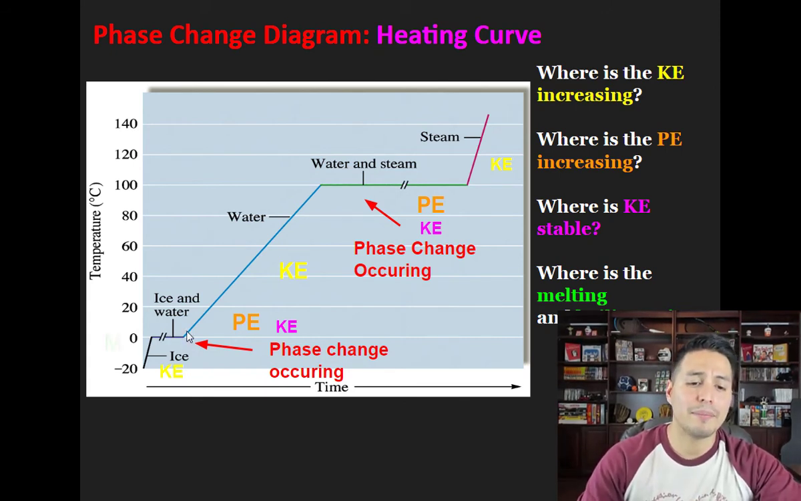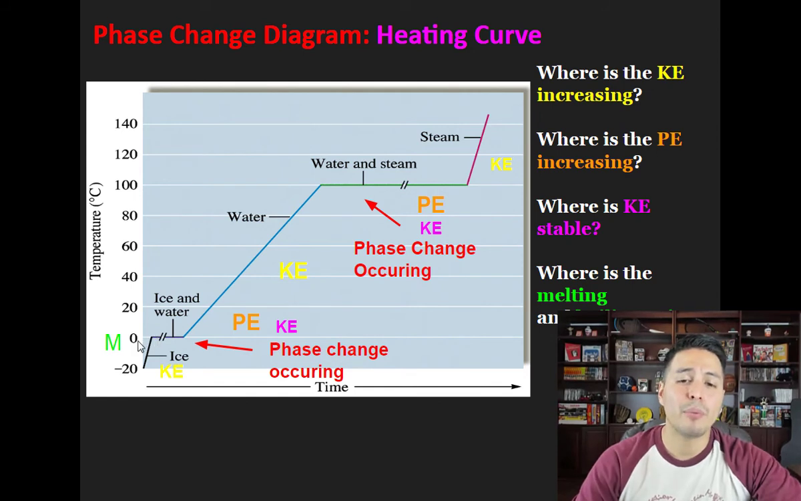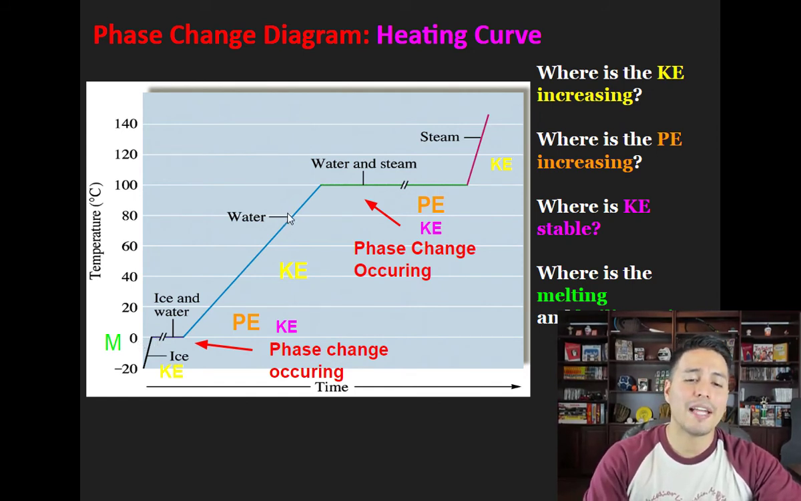So I could say that my melting point, therefore, is occurring at 0 degrees Celsius right here. The boiling point, on the other hand, is the temperature it takes to go from a liquid to a gas. So because of that, I can say that if this is a liquid and this is a gas, the temperature change that's needed to go from here to here must be right here, which is at 100 degrees Celsius.